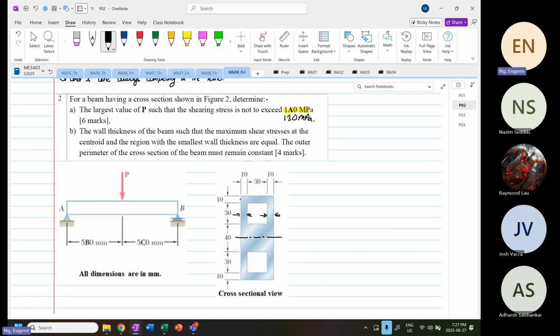So what this means is that this region over here, I'll change the color, the outer perimeter, this size must remain constant. We are going to change T, but the outer perimeter cannot change. So that is the purpose.